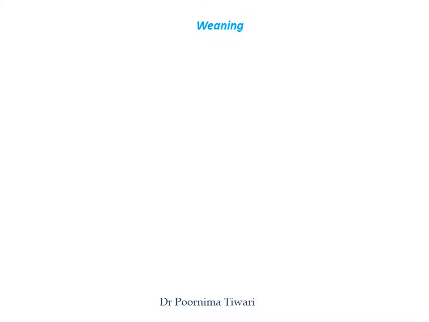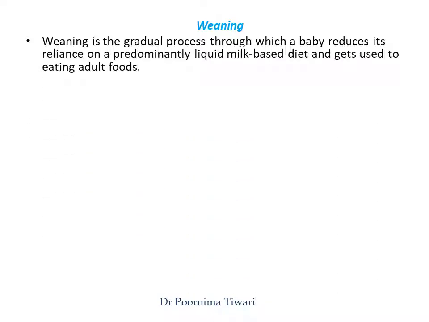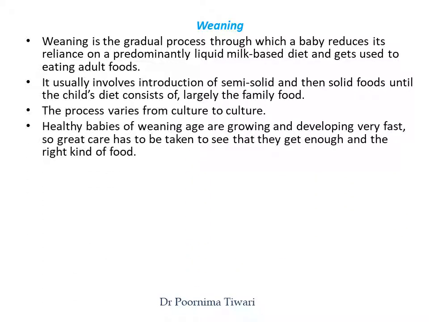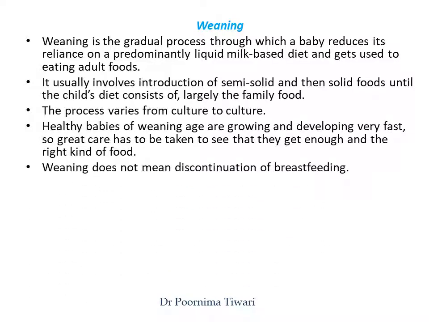Weaning is the gradual process through which the baby reduces its reliance on predominantly milk and shifts the reliance to the family food. This usually involves introduction of first semi-solid and then solid foods till the child starts eating the family food largely. The process varies from culture to culture, and it should be seen that the weaning food is adequate and the right kind of food. Remember, weaning does not mean discontinuation of breastfeeding. It just means shifting from a predominantly milk diet to a predominantly family solid diet.